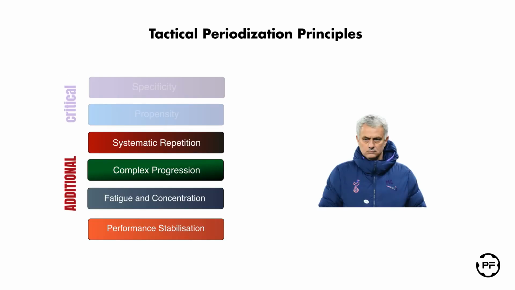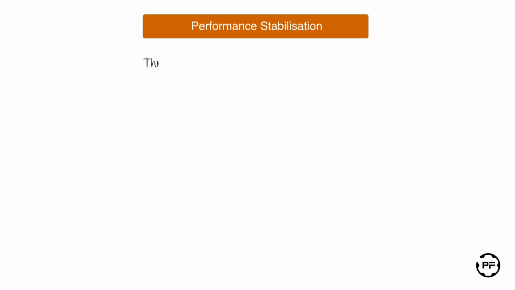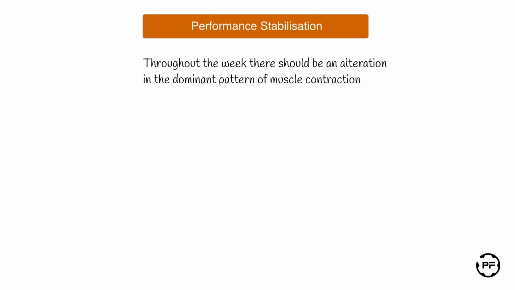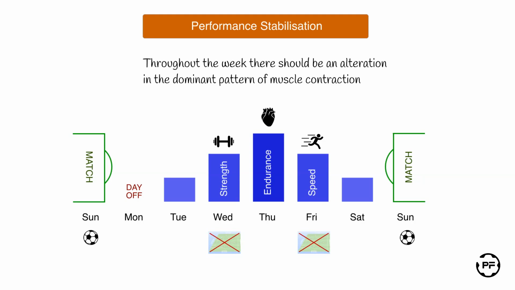Okay, let's now have a look at the last principle, which is the principle of performance stabilization. This principle relates to the physical component and claims that throughout the week there should be an alternation in the dominant pattern of players' muscle contraction. Because Wednesday corresponds to strength, Thursday to endurance, and Friday to speed training sessions. Again, it would be inappropriate to carry out our session on Wednesday or Friday, but it's totally legitimate to conduct it on Thursday.